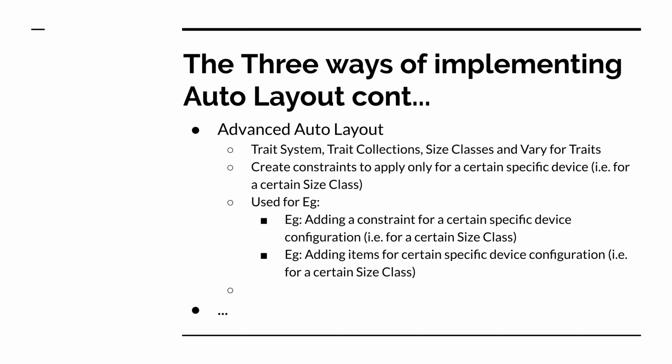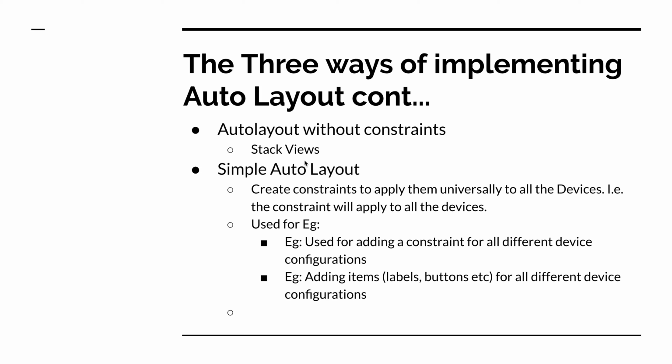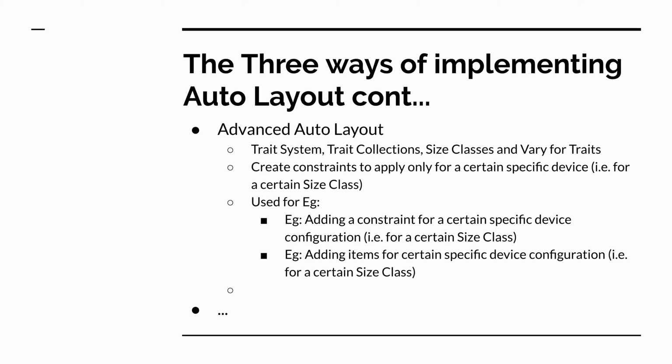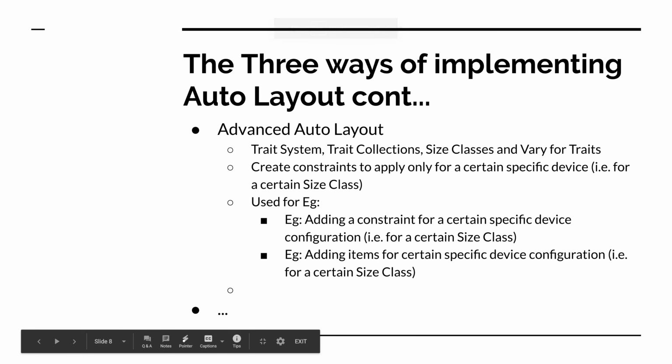But the point here is when you do advanced auto layout, you can target and customize certain devices, whereas in simple auto layout, you are not targeting specific device configurations. You do it for all the devices, right? But in advanced auto layout, you are targeting specific device configurations. So that is the point here, right? Let's see how you do it. You will see it when we do the practicals, right?